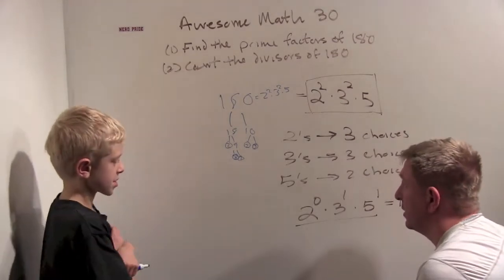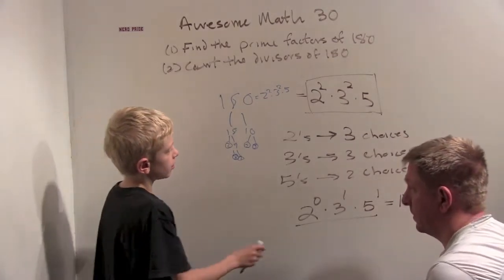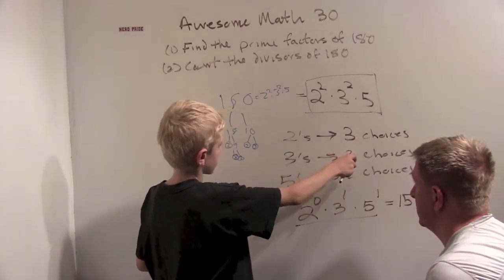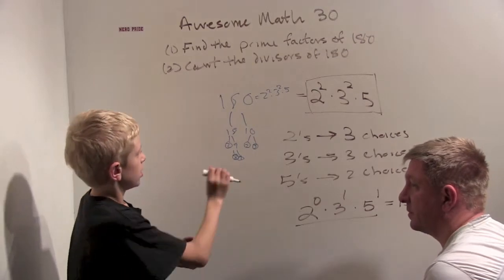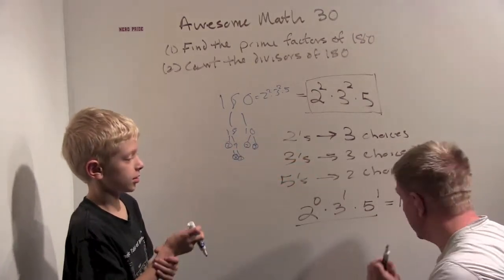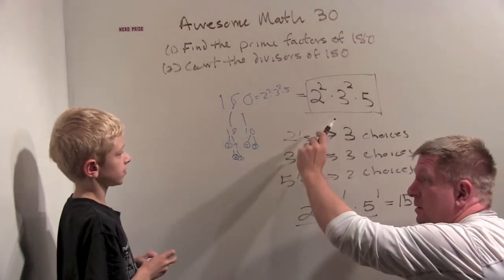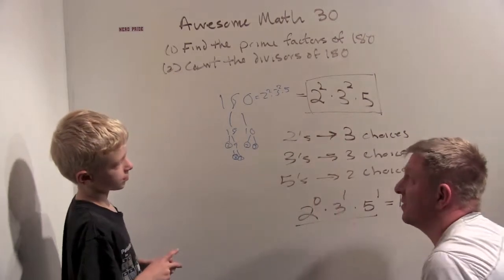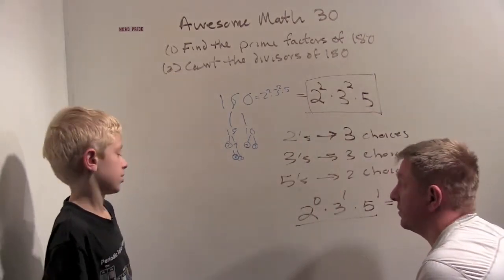So how many total choices am I going to have? Well, you have 3 choices times 3 choices times 2 choices, which is 9 choices times 2 choices, which is 18 divisors. So without knowing what they are, I know there are 18 divisors of 180. Cool, right?